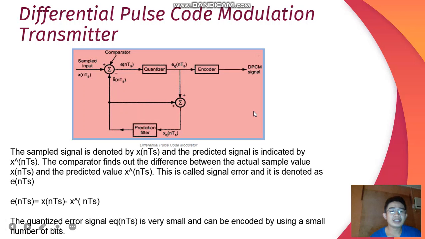The quantized error signal Q of nTS is very small. It can be encoded by using a small number of bits. This is how it looks.